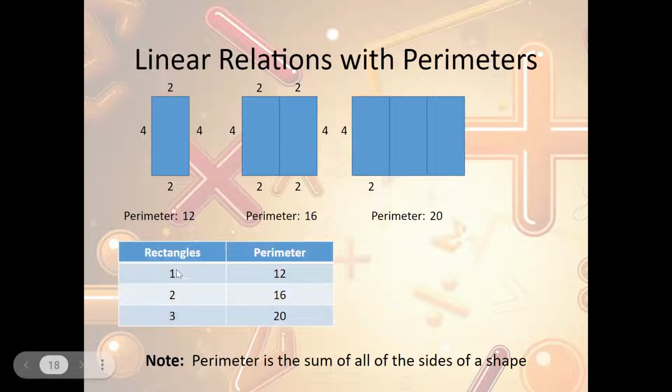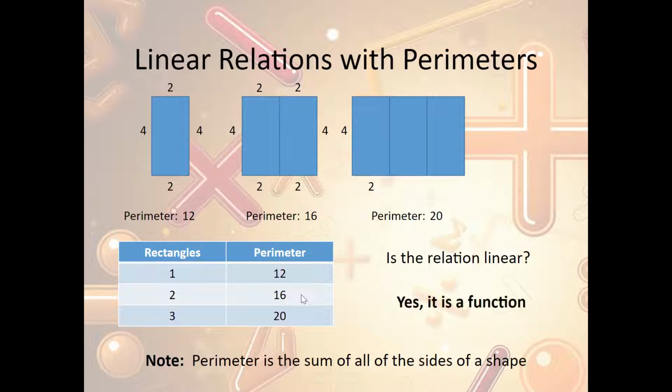So now, if we were to do this by the number of rectangles and the perimeter, this is one rectangle here, which was a perimeter of 12, two rectangles was a perimeter of 16, and three rectangles is a perimeter of 20. Therefore, we want to know, is this linear? Well, we're adding by 1 each time here, so that's consistent addition. We're adding by 4 each time here, that's consistent addition. So yes, it is a function, and it is linear.